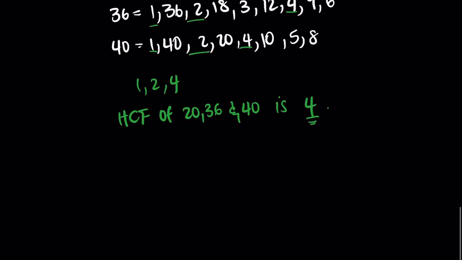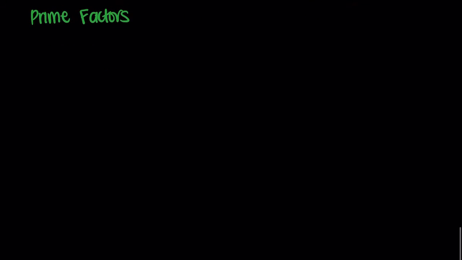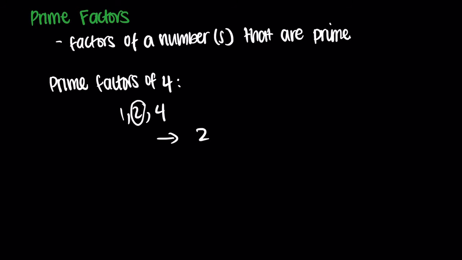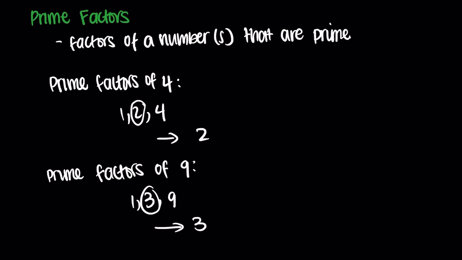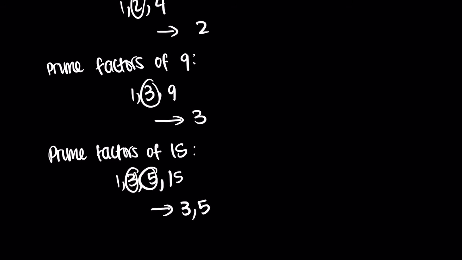Now we're going to take a small break from HCF and look at prime factors for a bit. A prime factor, like the name suggests, is a factor that is a prime number. So going back to the factors of 4, which are 1, 2, and 4, the only factor that is a prime number is 2. Next, the prime factors of 9: as the factors of 9 were 1, 3, and 9, the only prime factor of 9 is 3. Lastly, the prime factors of 15 are 3 and 5, since they are the only prime numbers among the factors of 15.